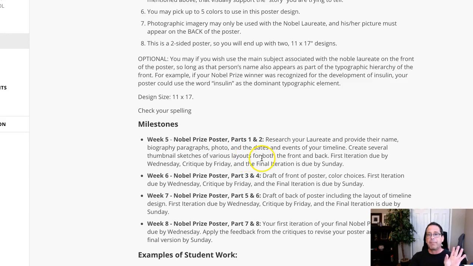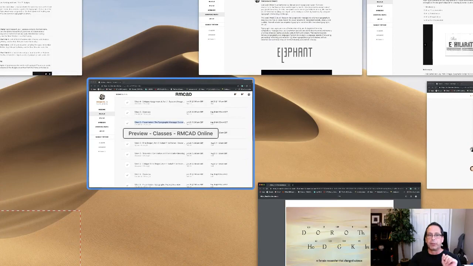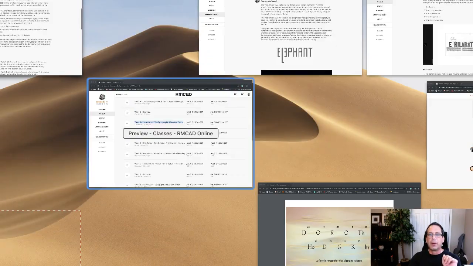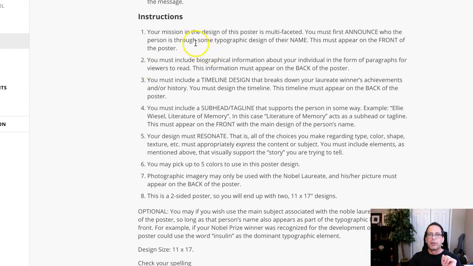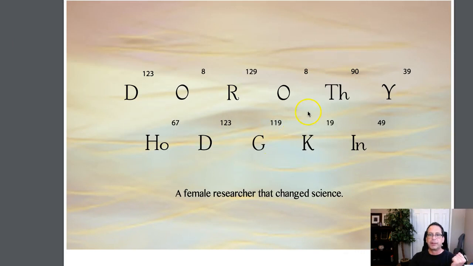Now, you have some things here that are in place, but you really want to take a look at this in the instructions area as well. So let's take a look real quick. Your mission is to design the poster, right? First, you must announce who the person is, the laureate, in some typographic design. And you've done that. You've introduced your laureate here in a typographic design.